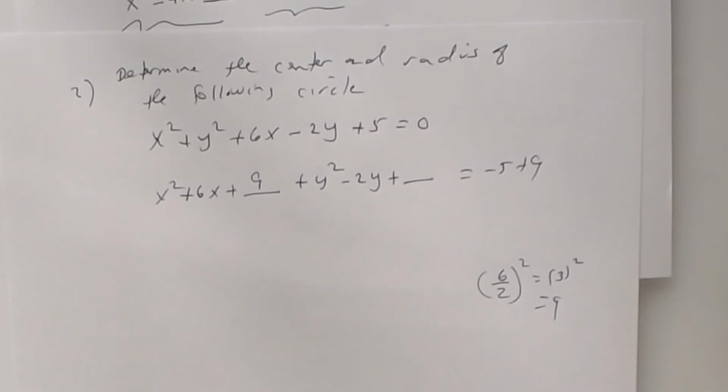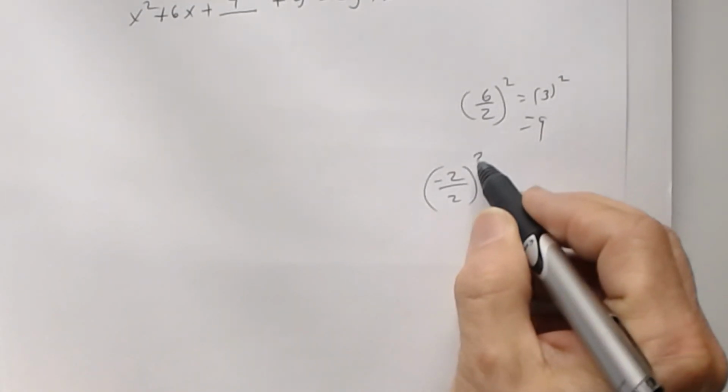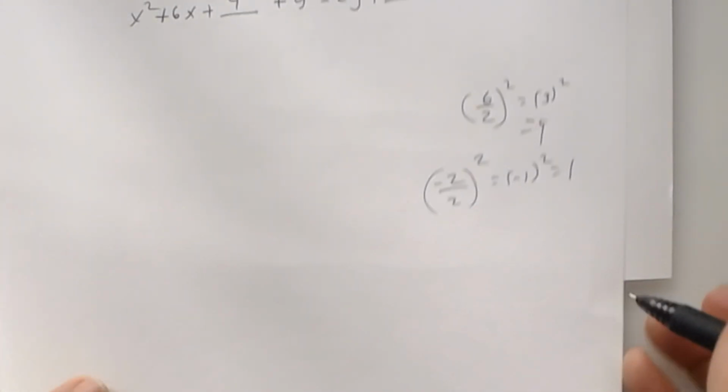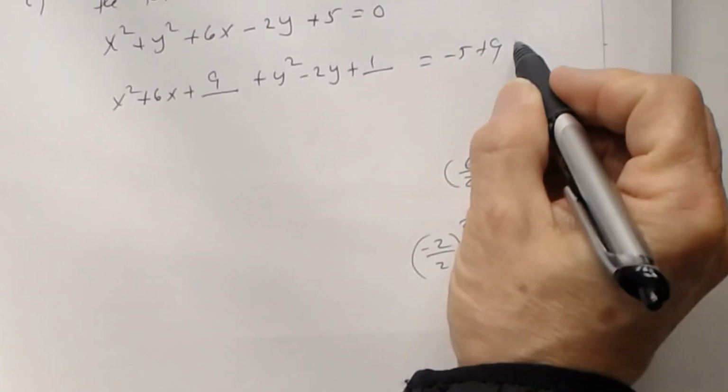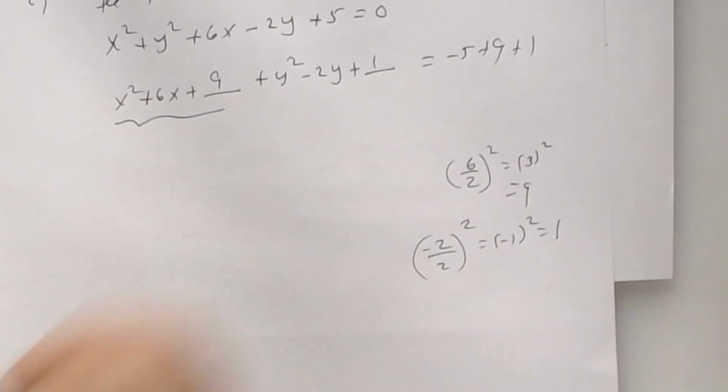What do I need to add in that second blank to get that to be a perfect square trinomial? 1. I take the coefficient of y, which is negative 2, I take half of it, and I square it. So that's negative 1 squared, which is 1. So I'm going to add 1 to both sides. Okay? So now this is a perfect square trinomial.